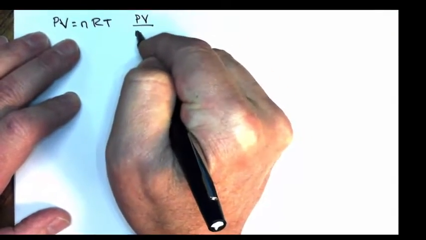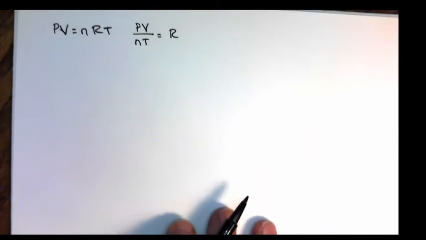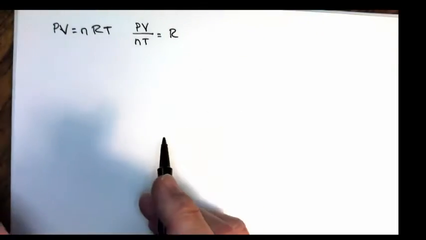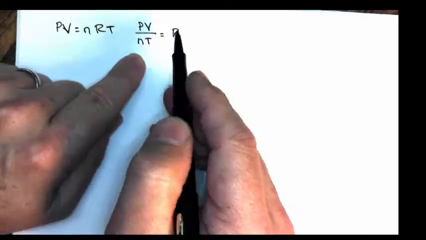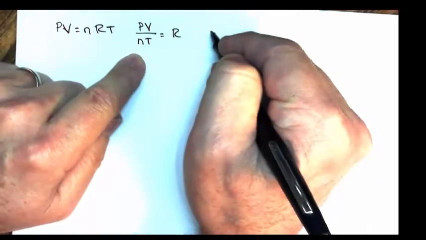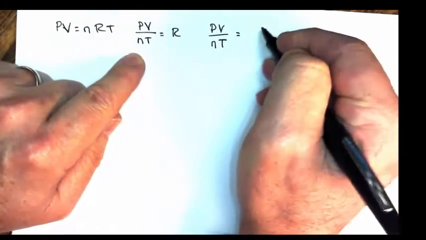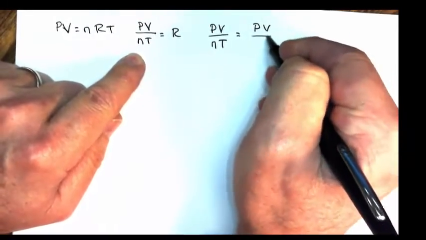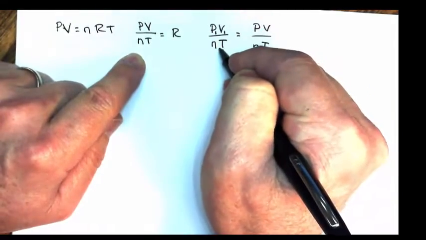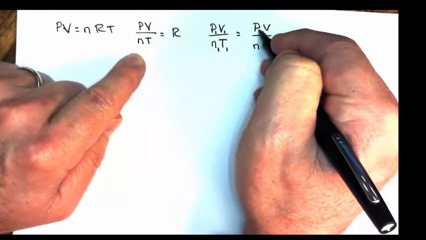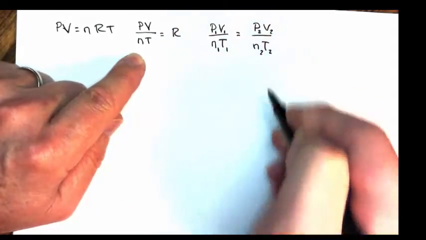So I've got PV over nT equals R. So any value for P or V or n or T, when they are multiplied and divided as is shown here, it's going to equal R. Well, that means that any P, V, n, T will equal any other P, V, n, T. And we might write that with P sub 1, V sub 1, n sub 1, T sub 1 equals P sub 2, V sub 2, n sub 2, T sub 2. Okay?